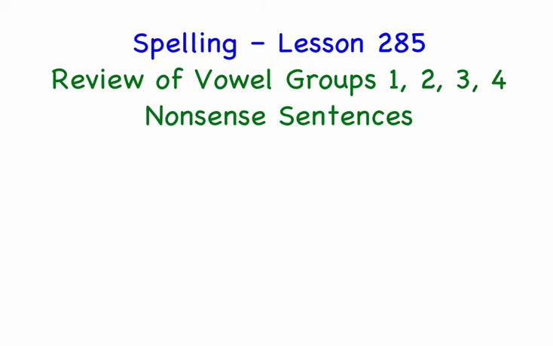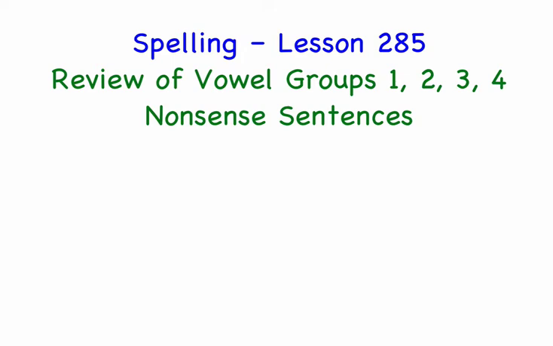We are in lesson 285. I'm going to have you mark nonsense sentences, and by marking them, I mean that you want to underline any vowel or consonant teams in the words. If a letter represents its second sound, double underline that letter, and associate a vowel group number with each of the vowel sounds in each of the words in bold that we're going to encounter.